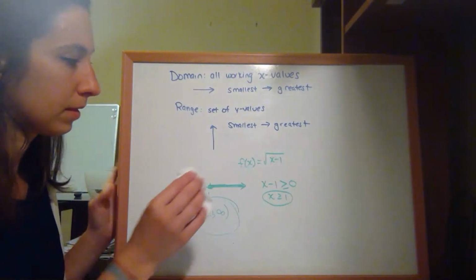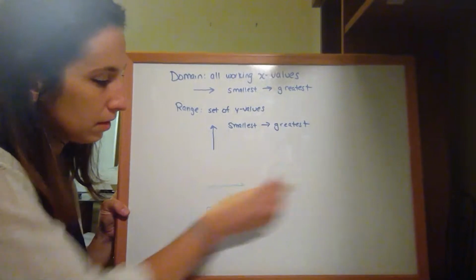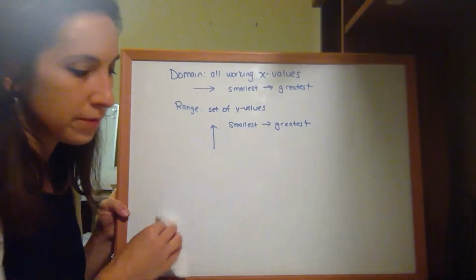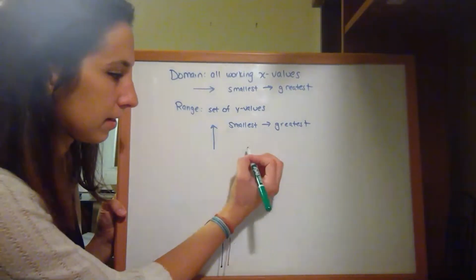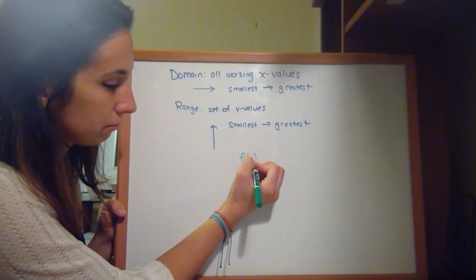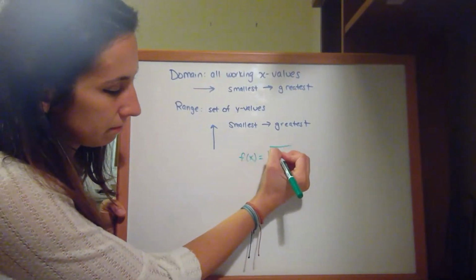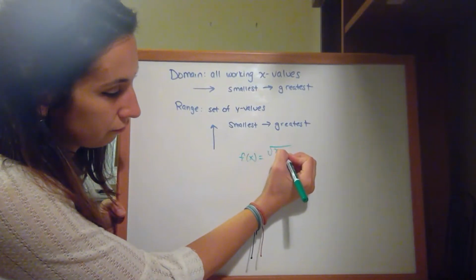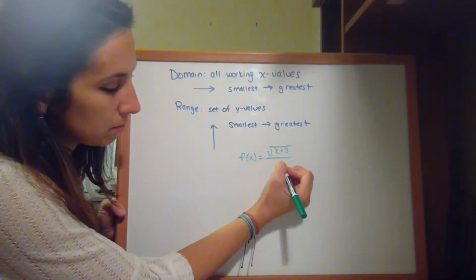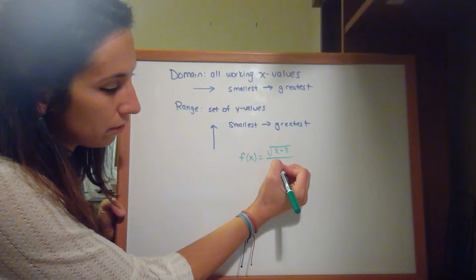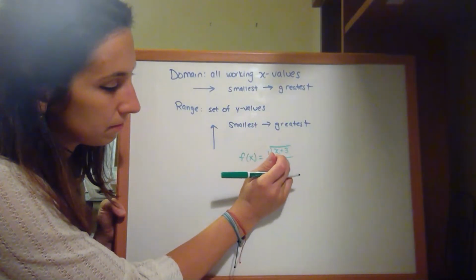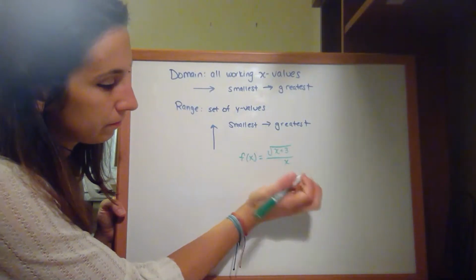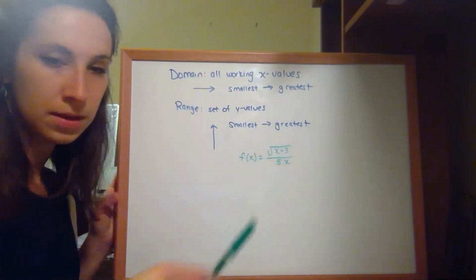All right, let's try another one. And if I'm going too fast, don't forget you can go back and pause the video. Let's do the square root of x plus 3, over 5x. I'll give you a second to think about this.